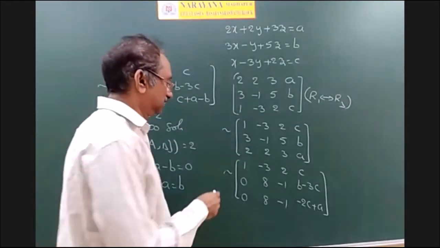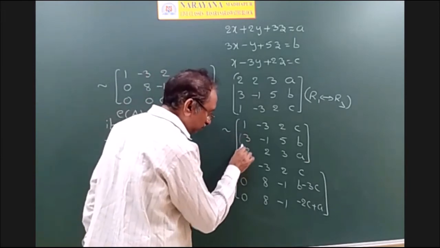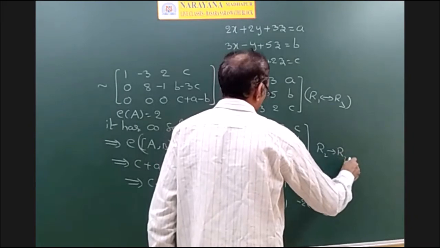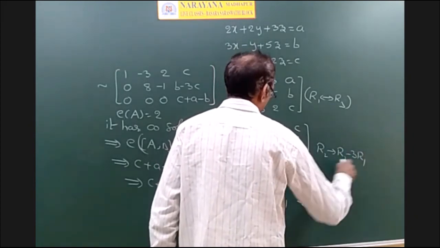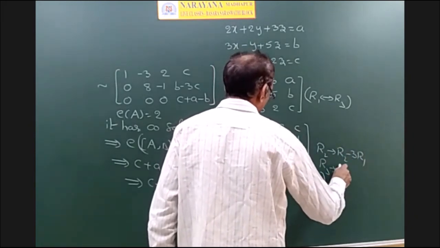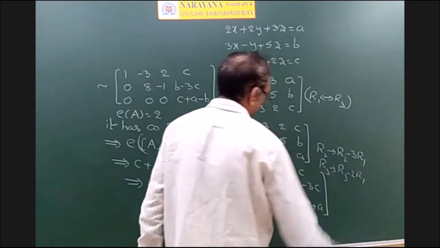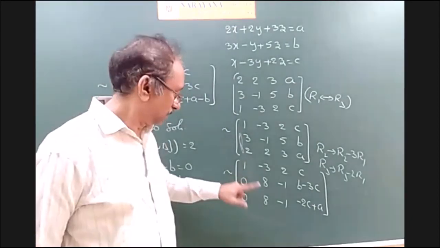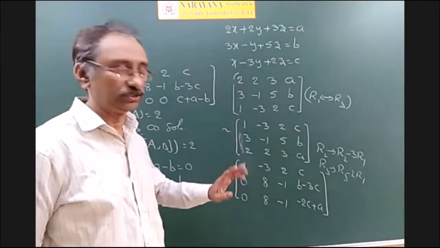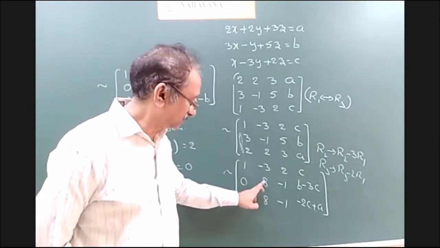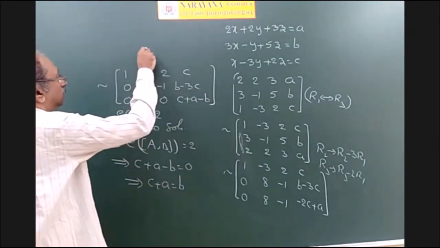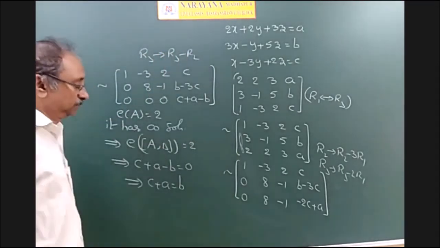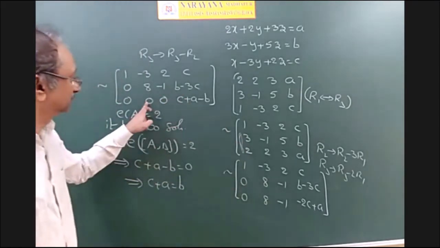And after that, what are the operations? I have to make these 2 elements zeros. And therefore, R2 implies R2 minus 3R1, R3 implies R3 minus 2R1. And therefore you get two zeros. And now this must be non-zero. Yes, non-zero. Now using this, simply apply the operation R3 implies R3 minus R2. So this becomes 0, this also becomes 0 simultaneously.